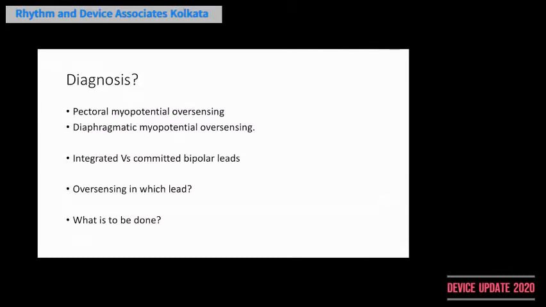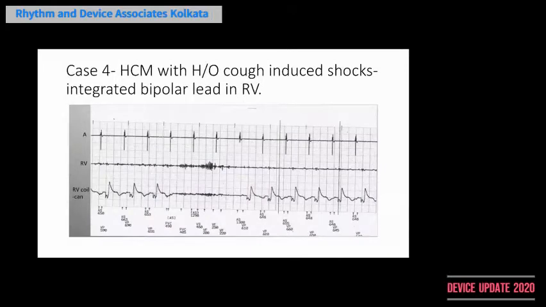So this is actually an RV lead, an integrated bipolar. The RV lead is nearer to your diaphragm. If you see the vector of this RV lead, the integrated bipolar antenna is very unlikely to catch pectoral myopotential. Usually RV lead myopotentials are diaphragmatic. Also, cough is associated with sudden diaphragmatic contraction. So if cough-induced or Valsalva-induced shock is due to myopotential oversensing, it is usually diaphragmatic myopotential oversensing.